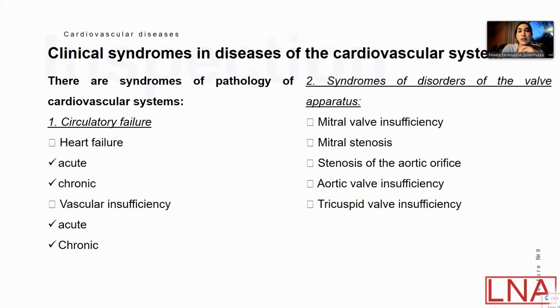Which types of syndrome can we differentiate in the pathology of the cardiovascular system? Circulatory failure, heart failure, acute and chronic; vascular insufficiency, acute and chronic; syndromes of disorders of the valves of the heart: mitral valve insufficiency, mitral stenosis, aortic stenosis, aortic regurgitation or aortic insufficiency, tricuspid valve insufficiency or tricuspid regurgitation, tricuspid stenosis, stenosis of the pulmonary artery, insufficiency of the pulmonary artery, aortic stenosis and aortic insufficiency.